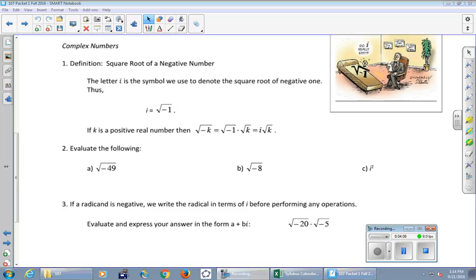They're legit. Okay, so here's the technique that we'll use. If k is a positive real number, then anytime you see the square root of negative anything, you're just going to factor that into -1 times the positive version of that number, and then the square root of -1 we said is i. So i comes outside, and the number inside becomes positive. So let's try it here on number 2. Looking for the square root of -49. We're going to rewrite that as the square root of -1 times the square root of 49. We buy that.